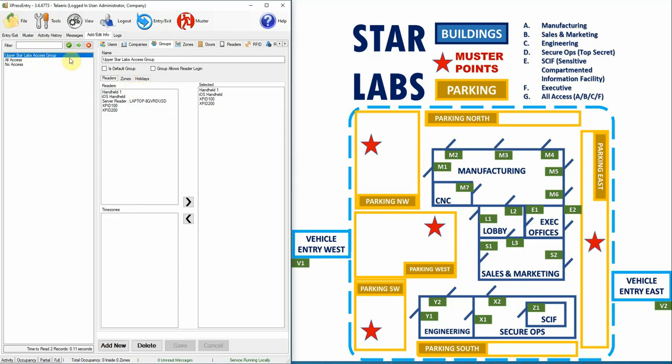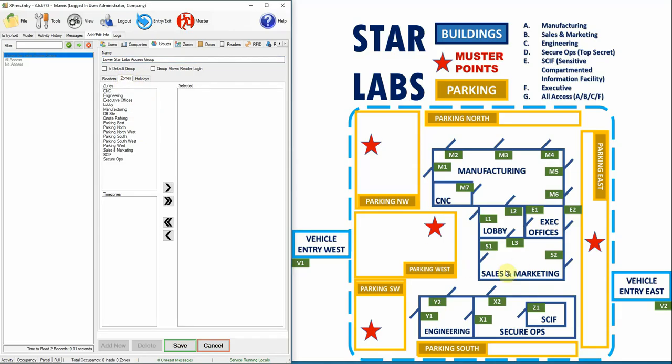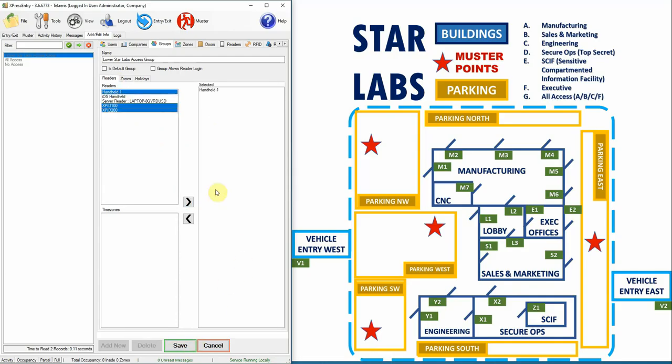Let's just create the lower Star Labs access group. It's called lower Star Labs access group. So this group, I want to give access to the lower side, which is the sales and marketing, and so let's separate the SCIF, give a specialized access to that one. So sales and marketing, and it's going to have engineering. So this is it. And you also want to give it access to all the readers, right? And hit save.